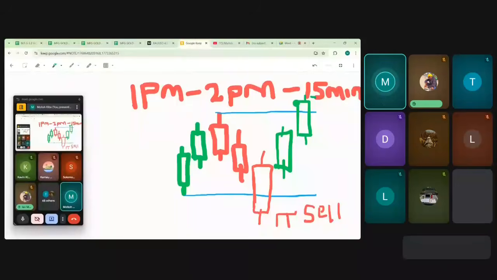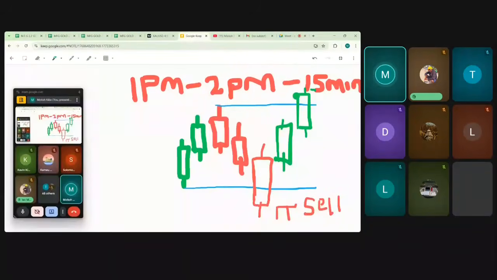This is a beginner's class. If you are a beginner, you cannot afford to miss this class. This strategy is called MFG 2.2. It is a strategy that works for London. Don't go and Google MFG 2.2. This is just the name of a strategy that we formulated as the MFG. We just decided to give this strategy the name 2.2.